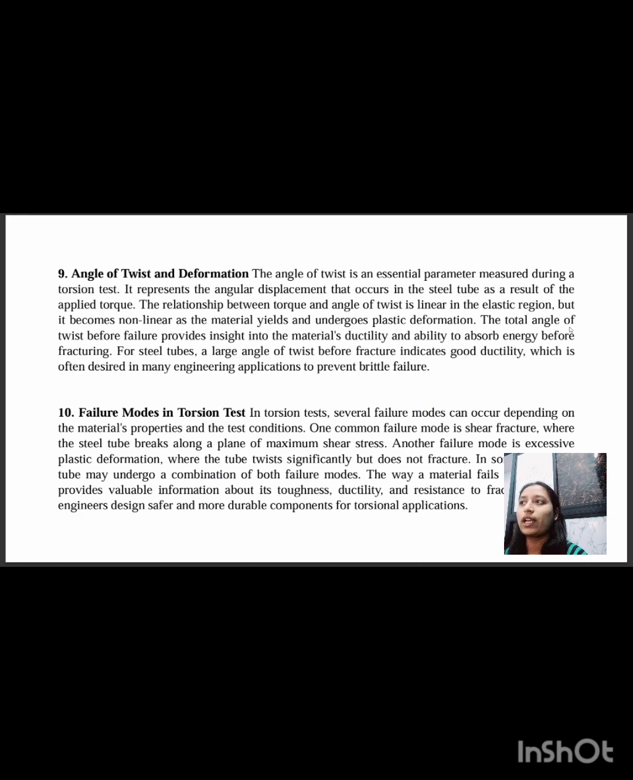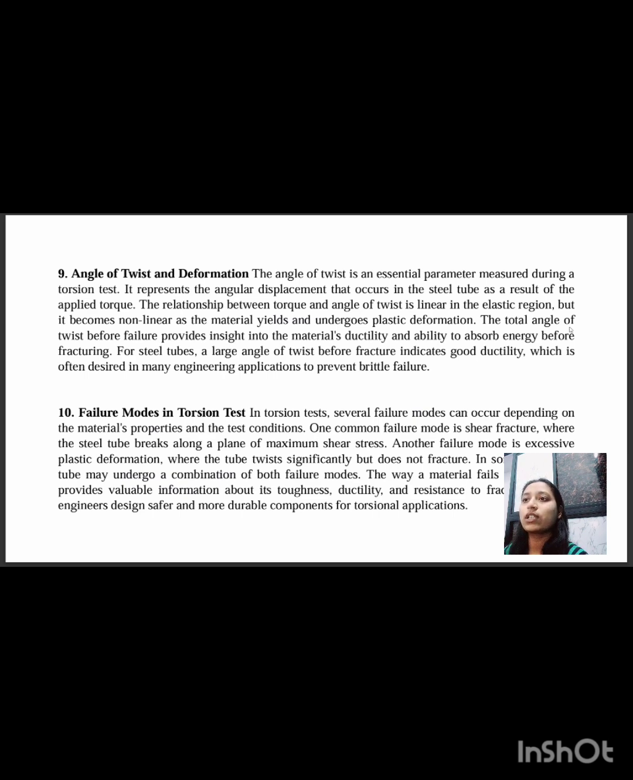The total angle of twist before failure provides insight into the material's ductility and ability to absorb energy before fracturing. For steel tubes, a large angle of twist before fracture indicates good ductility, which is often desired in many engineering applications to prevent brittle failure.